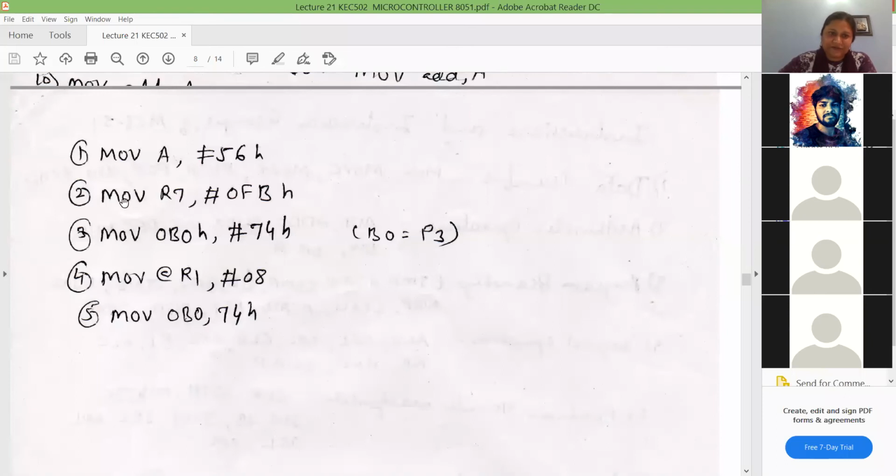Yes, direct immediate data. What is the meaning of the next instruction? R7 will get FB data. OK, FB data will move to R7. Yeah, because in 8051 when you write an assembly language program, if the data starts with A, B, C, D up to F, then you have to put 0 in front. If the data starts with a number, then you don't have to put 0. And this H is for hexadecimal data. And what is the meaning of the next instruction?